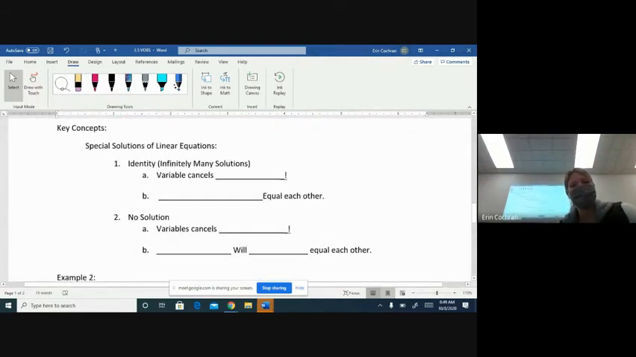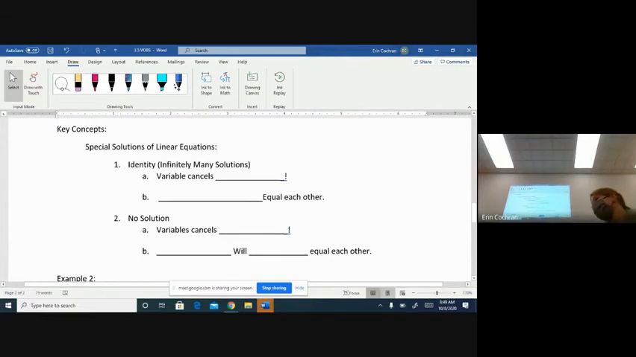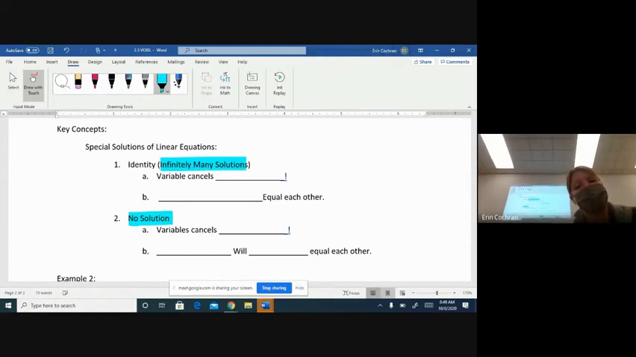We have some special solutions that happen. We have things called infinitely many solutions, and we have no solution. Infinitely many solutions means no matter what value of x I plug in, it's going to make the left side equal the right side every single time. If we're talking about solutions, we always want to say infinitely many. But yes, Liam, it does mean all real numbers because every value you plug in is going to work.